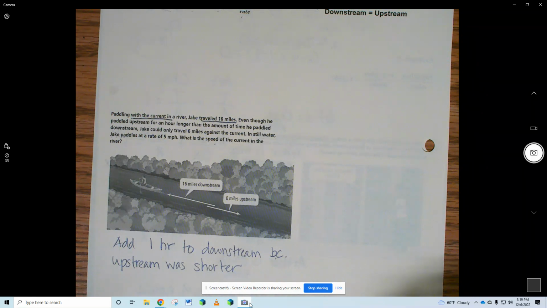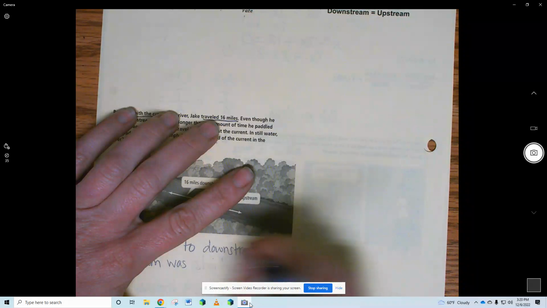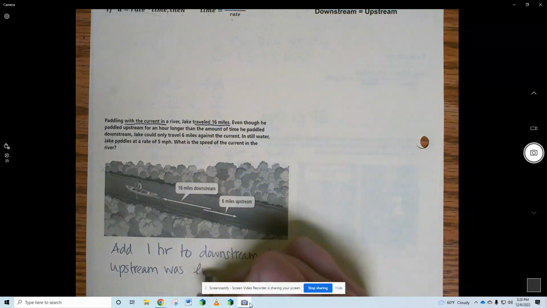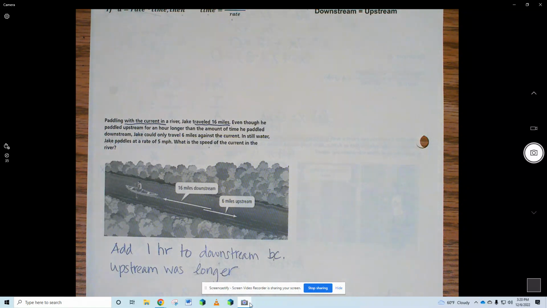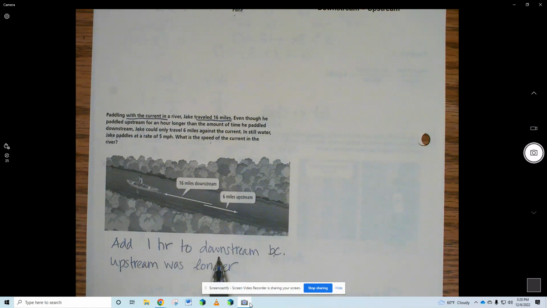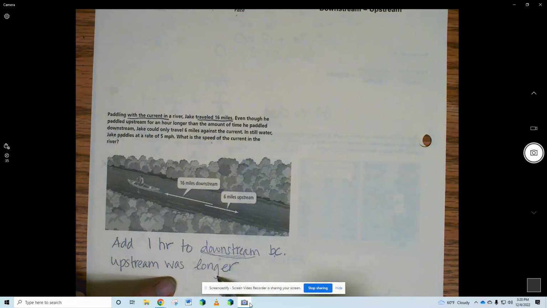Wait, upstream is always longer. What am I saying? I'm sorry, upstream is longer. If you're going upstream, the water is going against you. That's hard. That takes longer. So I have to add an hour to downstream, the shorter, quicker trip, to equal this long time that I have to go upstream.